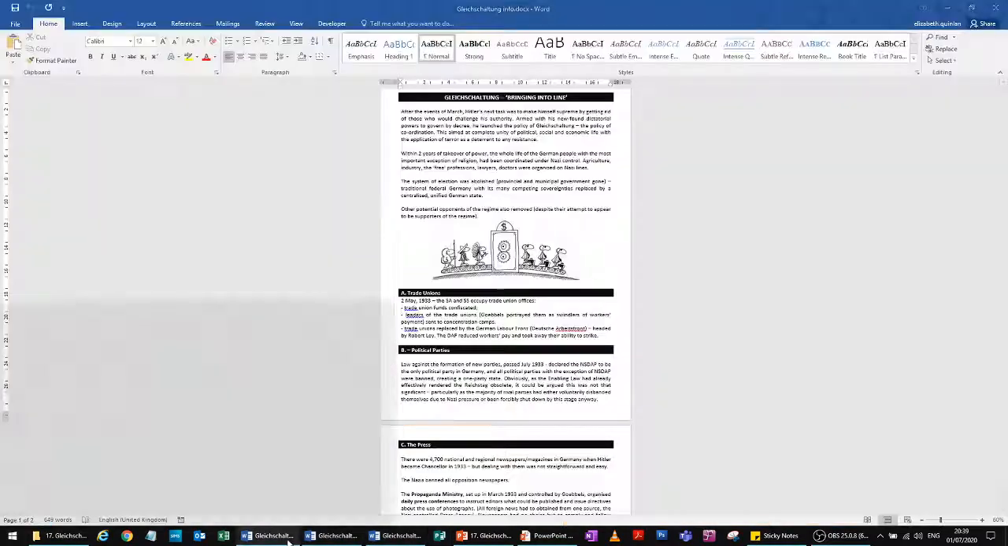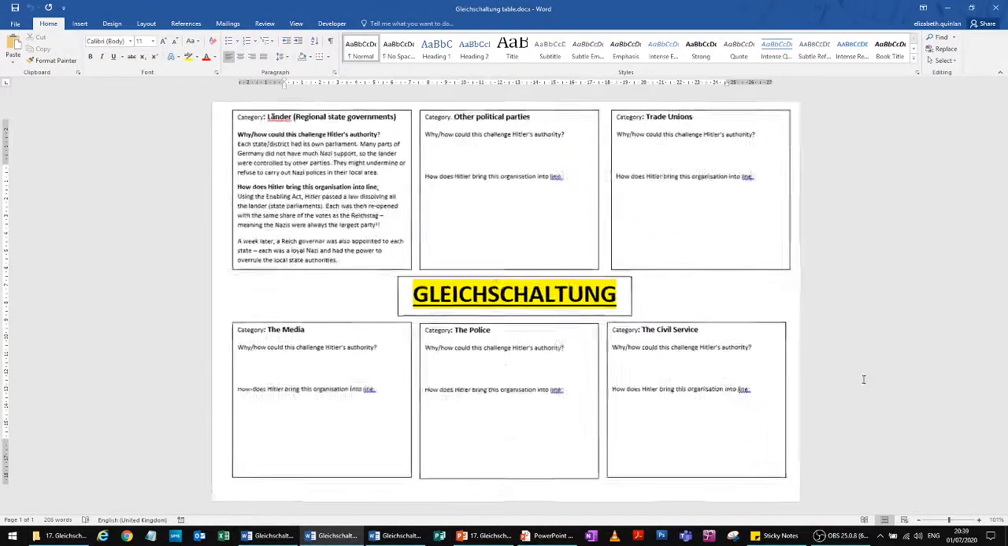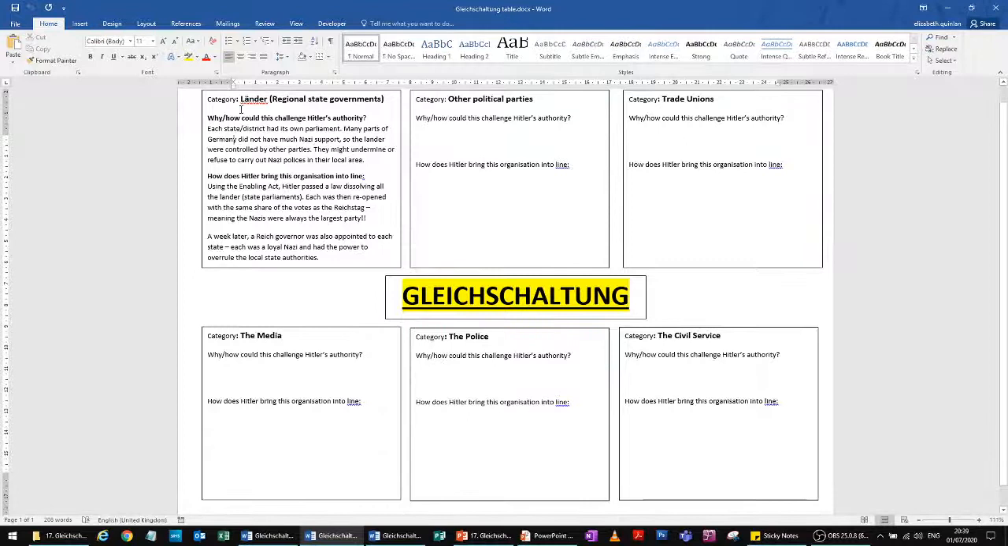So you have got a table that looks like this. You've got different things that you're looking at. So the state governments. Obviously Germany has the Reichstag overall, but it also has different governments for different states, places like Bavaria and so on. So how does he deal with them?